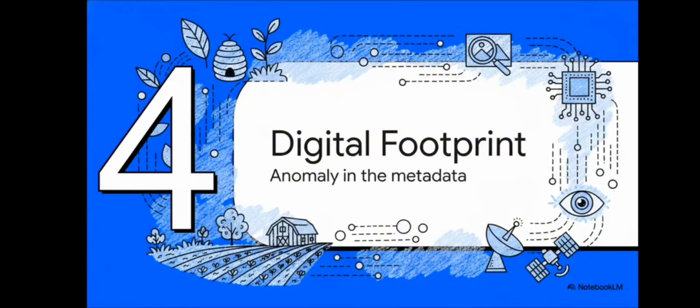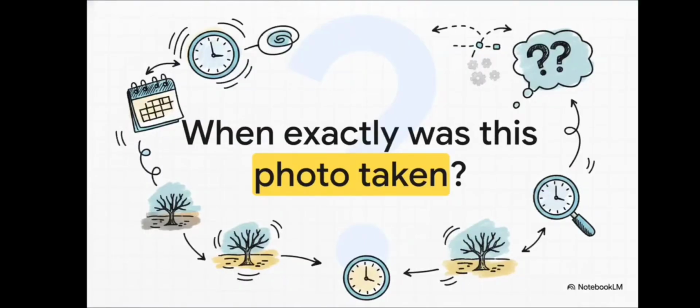Now for our final piece of the puzzle, Section 4, a future digital footprint, looking at the anomaly in the metadata. Okay, so we've extracted the ecology, and we've mapped out the human agriculture, but there is one more massive, almost baffling clue hiding in plain sight. Up until now, everything we've looked at, the dry dirt, the sleeping tree, the farming, it could all exist almost entirely outside of any specific timeline. Like this could be 10 years ago, 20 years ago, or literally yesterday.